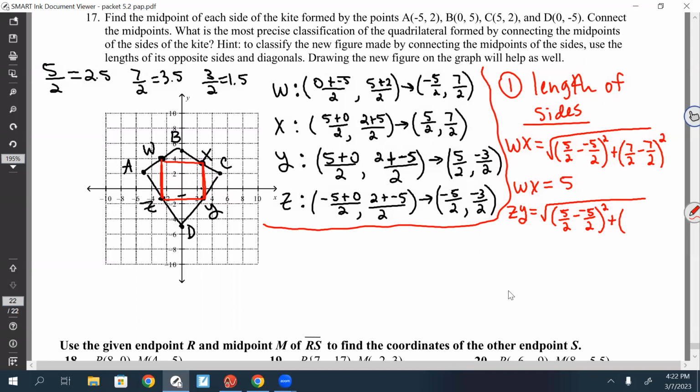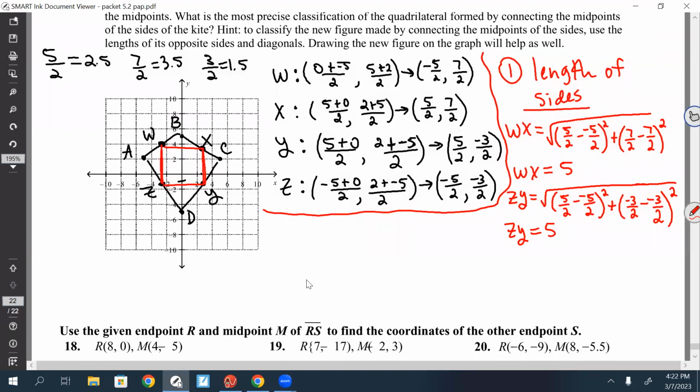And now do the same process with the Y's. -3/2 minus -3/2. So this is the length of ZY, and again, just type this into your calculator. So the length of ZY will also be 5. Okay, so the lengths of my opposite sides so far are both the same. Now I have to go and show the lengths of WZ and XY.